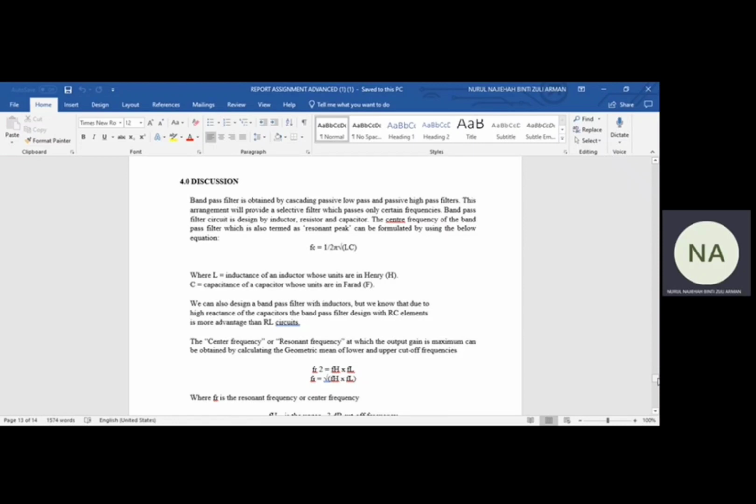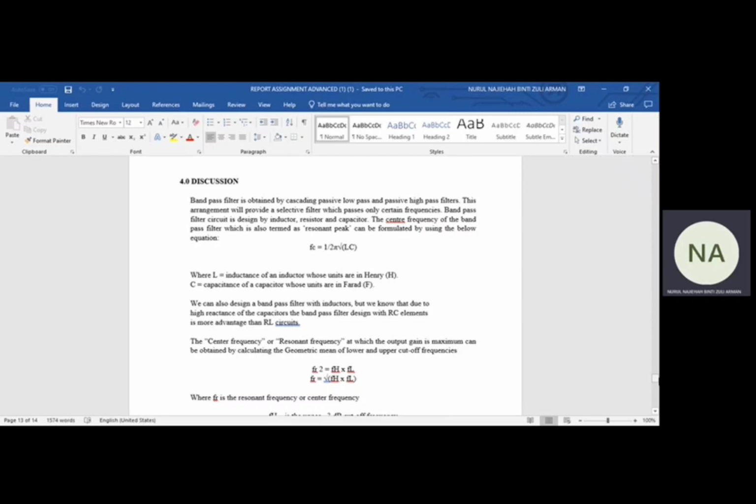The center frequency of the band pass filter, which is also termed as resonant peak, can be formulated by using the below equation, which is Fc equal to 1 per 2 pi square root LC, where L is an inductance of an inductor whose units are in Henry, and C is a capacitance of a capacitor whose units are in Farad. We can also design a band pass filter with inductors, but due to the high reactance of the inductors, the band pass filter design with RC elements is more advantageous than the RL circuit.